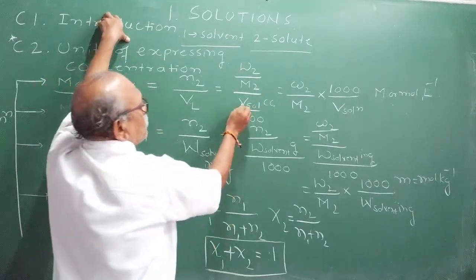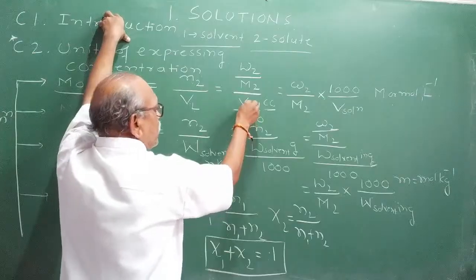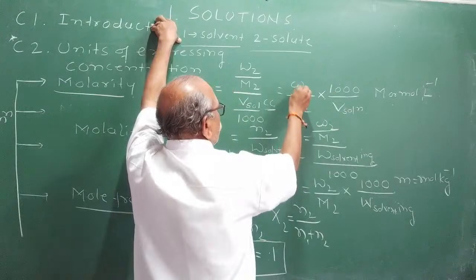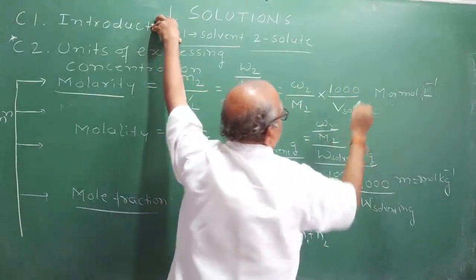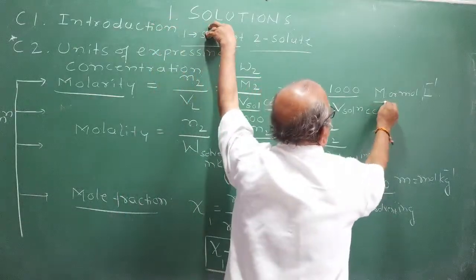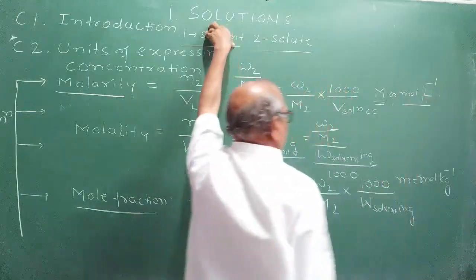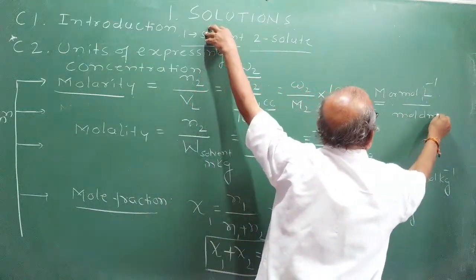And volume of the solution, if it is given in cc, then you have to divide it by 1000. Denominator 1000 goes to numerator. Therefore, the simple formula will be W2 upon M2 into 1000 upon volume of the solution in cc. The unit used for molarity is capital M, or mole per liter, or mole per dm cube. Dm cube is also the same thing.